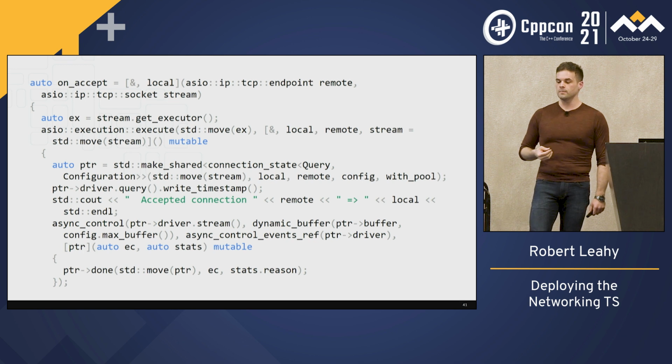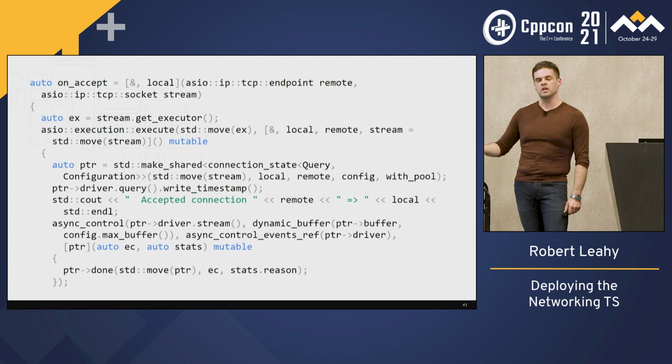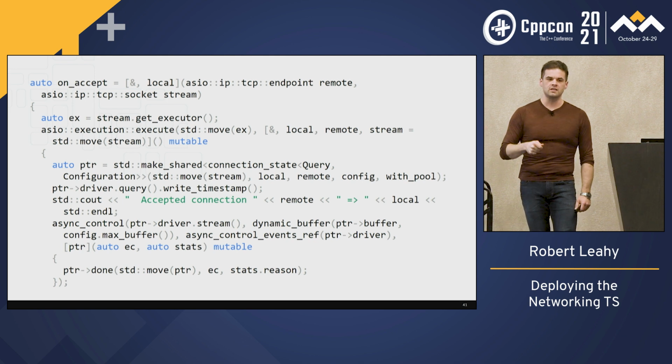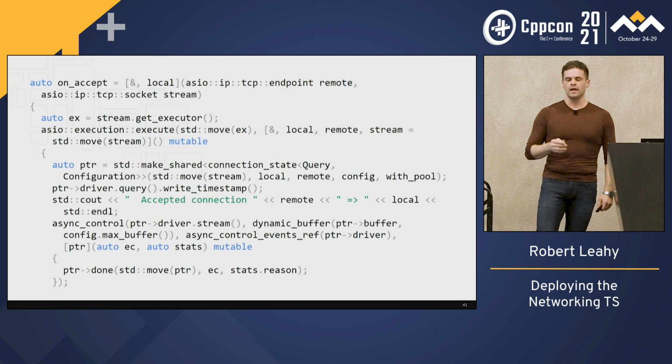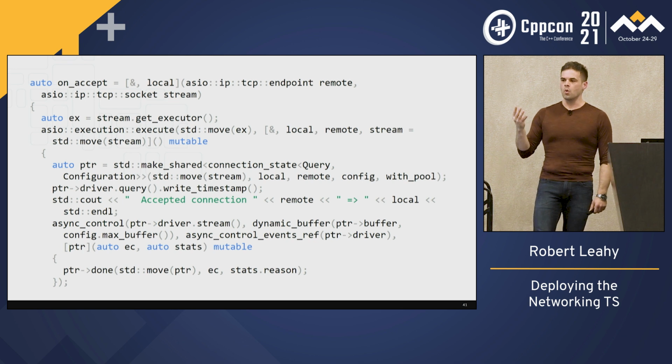We pass in the stream, and we pass in a dynamic buffer, which is not only backed by the buffer associated with this connection, but also has injected into it configuration about the maximum number of bytes it's willing to allocate. So we know we can't have someone drive by and denial of service us by just sending us 4 bytes with all bits set to 1. Then we make an async control events ref, which points to the driver, and we pass in a completion handler, which just calls the done function on our connection state.